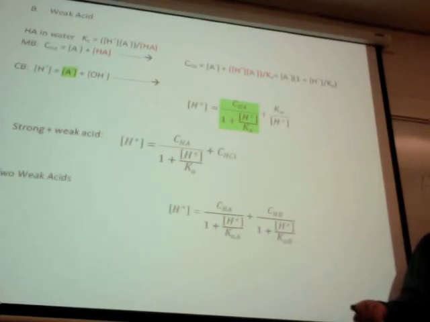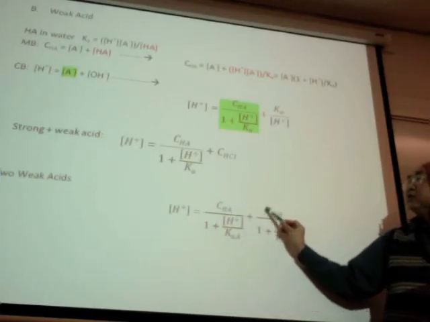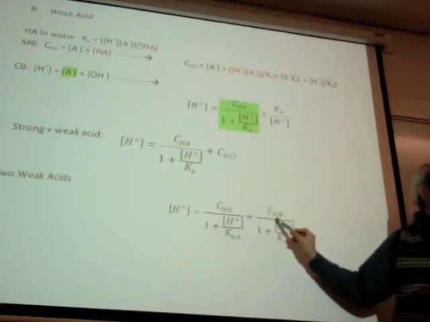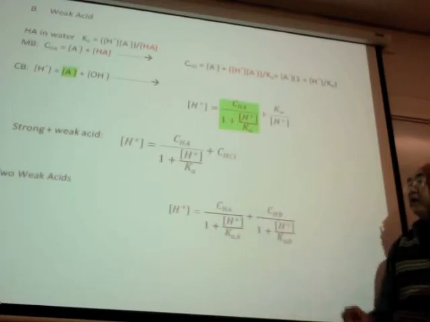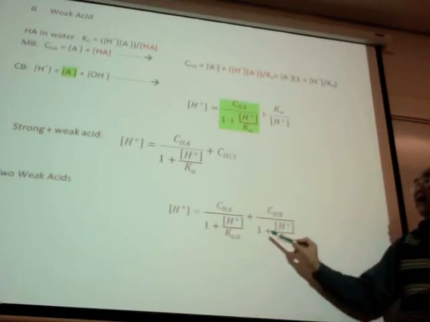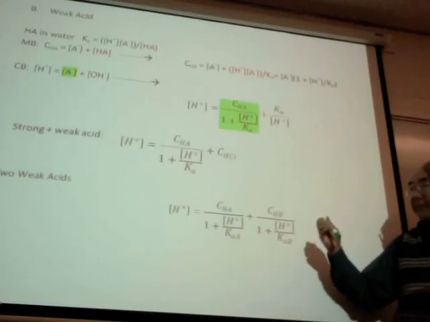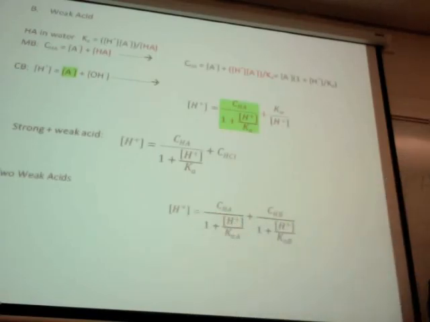If you have a computer program, all you need to know is the concentration of your 2 weak acids, the experimental value, and then you know your table value for these 2. Then bingo, you get your H plus concentration. And just ignoring the Kw over the H plus. That works. Okay. That's right.